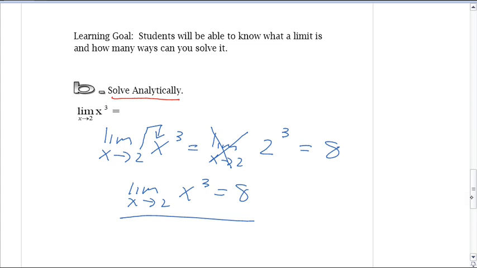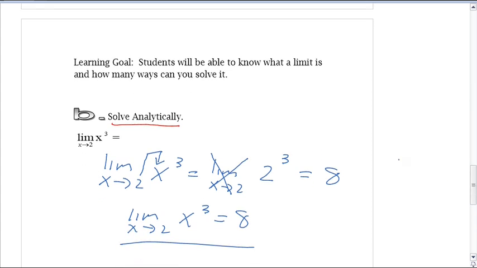Okay, so I do feel that we had a nice little intro. Let's take a look at our learning goals. Students will be able to know what a limit is. Remember, it's just the intended height of a function. And how many ways to solve it? There are 3 basic ways. We have the graphical, which is my favorite. We have analytic, which will probably be your favorite. And then we have numerical, which is using a table.